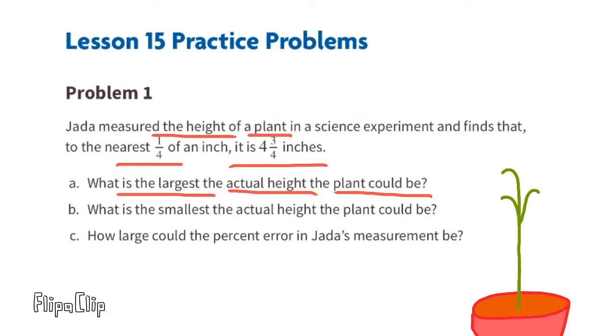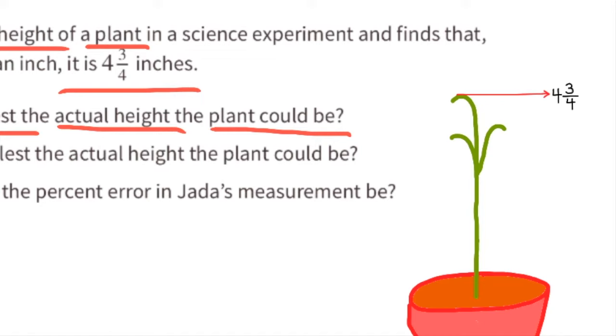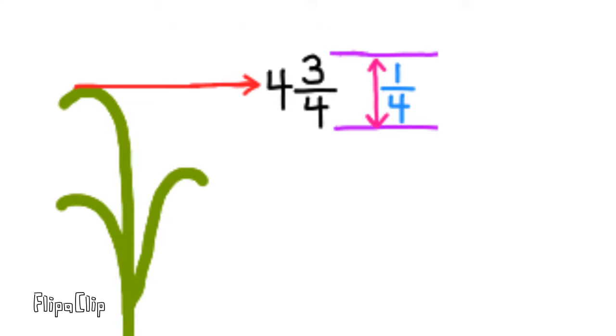When Jada measured the plant, she found that it was 4 3/4 inches tall. And the information tells us that this measurement could be within the nearest quarter of an inch. That means that her measurement of 4 3/4 inches could be accurate within a quarter of an inch. A quarter of an inch is also equivalent to 2/8 of an inch. We can rewrite 4 3/4 as 4 6/8.